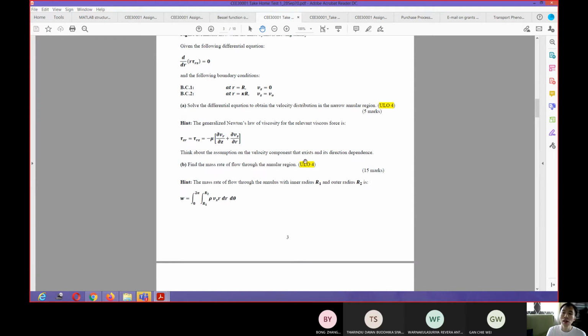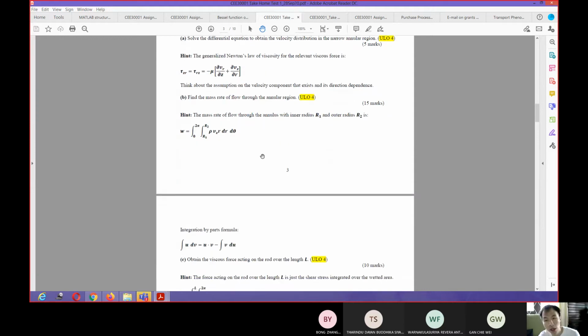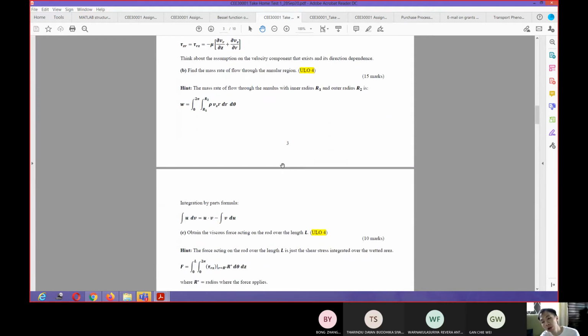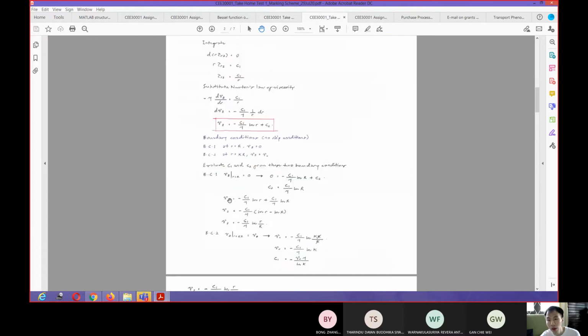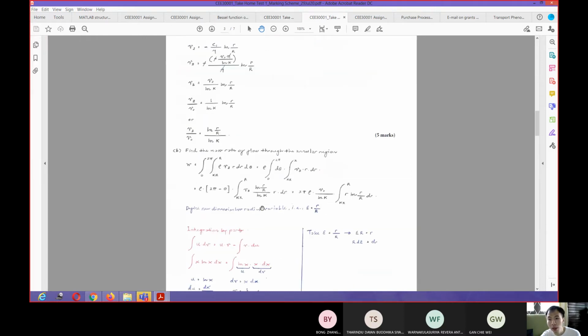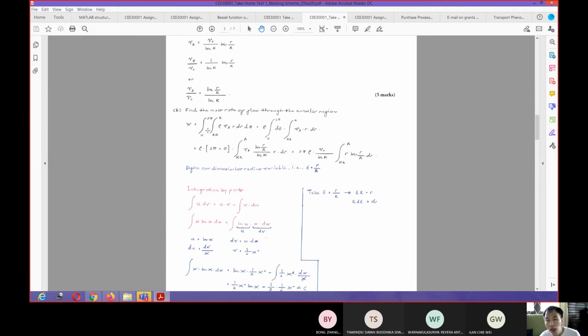Okay, and then the second one is the mass rate of flow through the annular region. Now I want to check your understanding of the integration by parts. For the integration by parts, I want to see the details of how you split this double integral into a single integral. I want to see your understanding here.